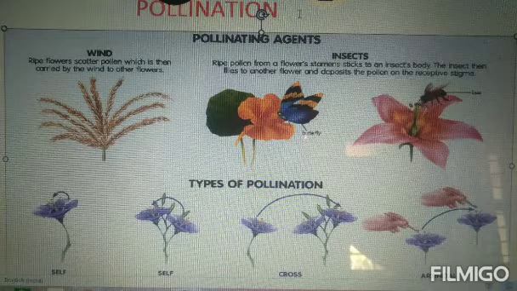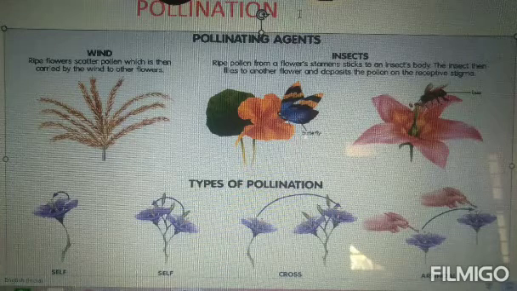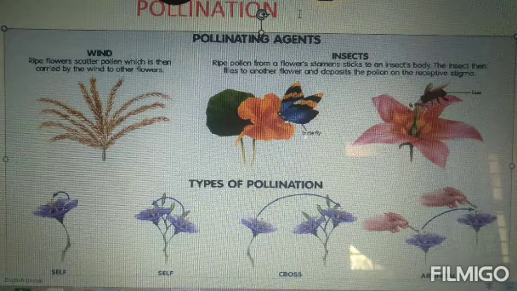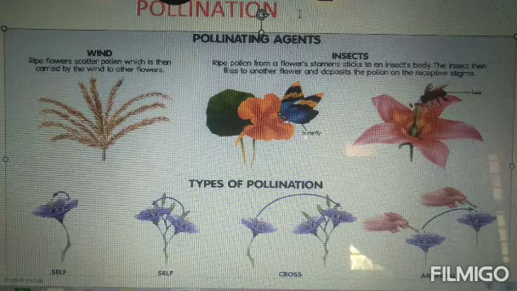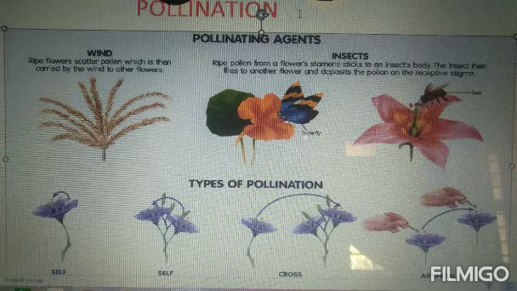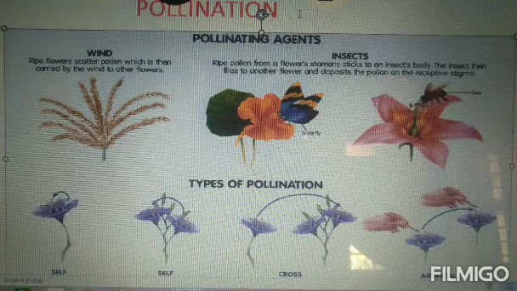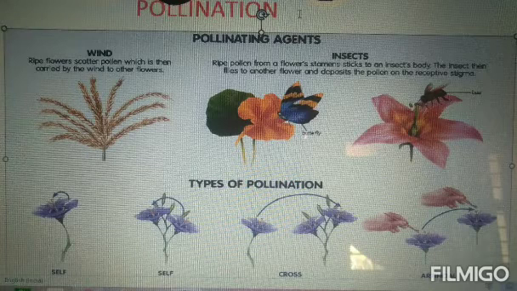Then wind pollinated flowers. In the wind pollinated flowers, the pollen grains will be very dry and the flower will not have colorful petals. Then the stigma will be bifid and feathery to catch the pollen grains that come through the wind.